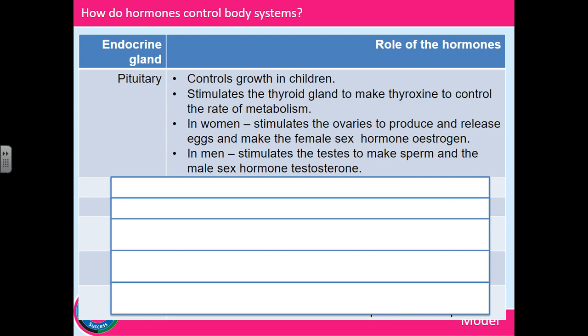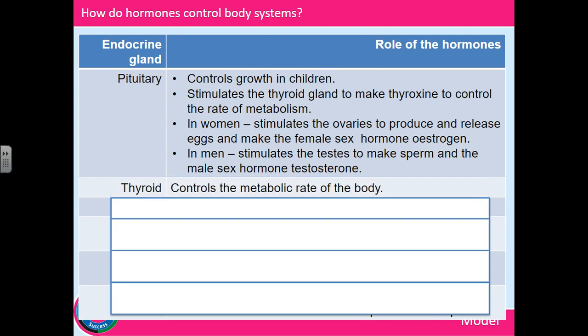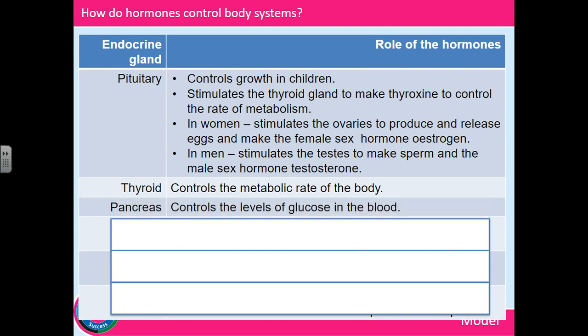In women, it stimulates the ovaries to release eggs, and it makes the female sex hormone estrogen. And in men, it does the same for the testes and makes the male hormone testosterone. The thyroid gland is located in the neck, and it controls the metabolic rate of the body, or how fast your body uses energy. You've got the pancreas, which is just below your stomach. It controls the levels of glucose in the blood.